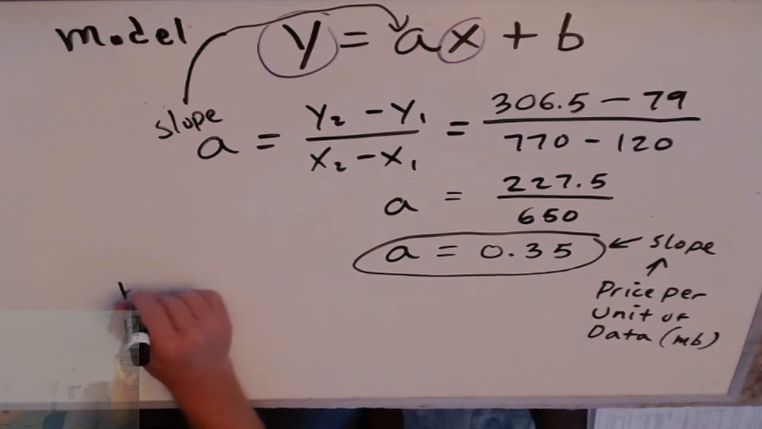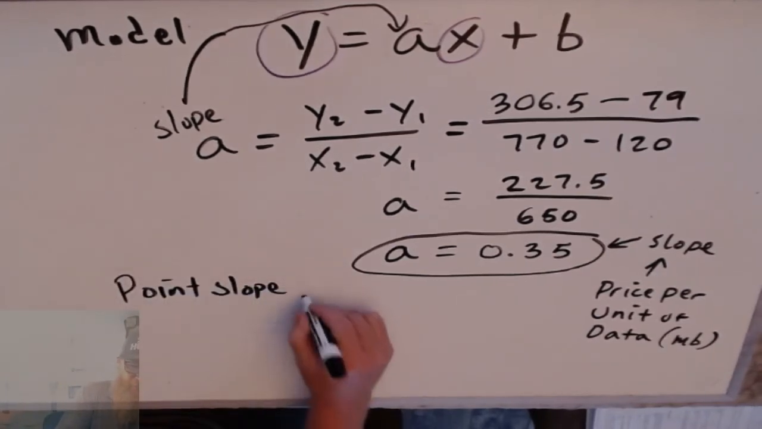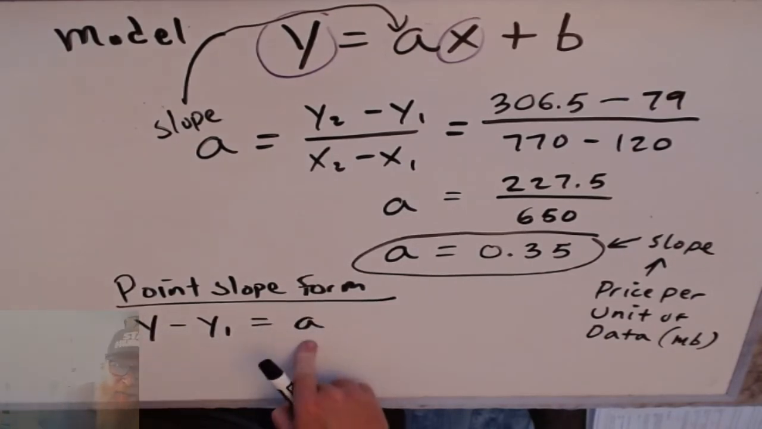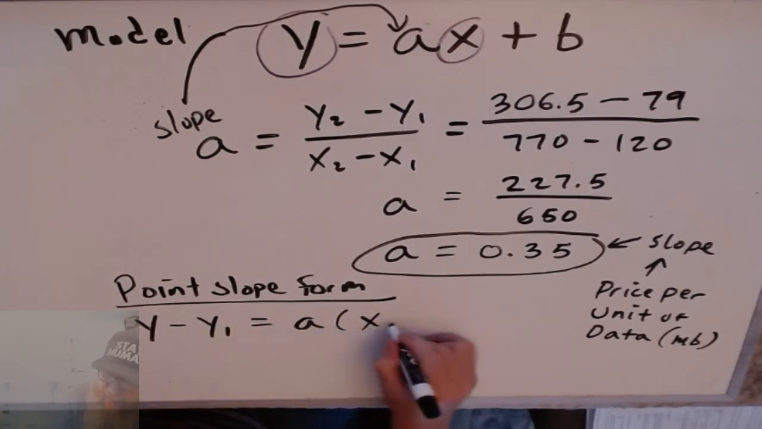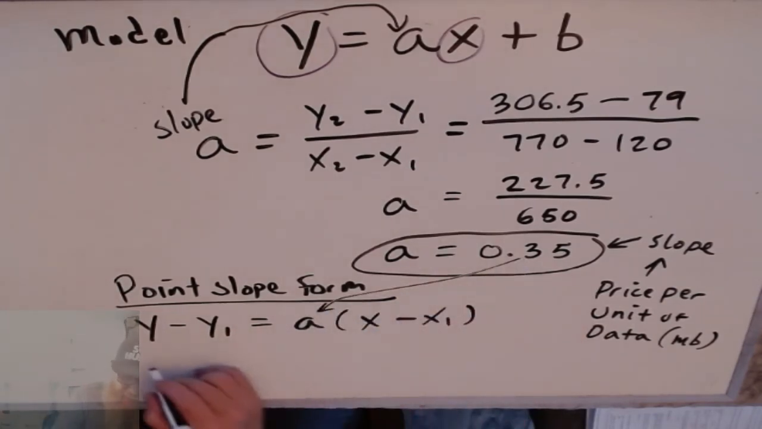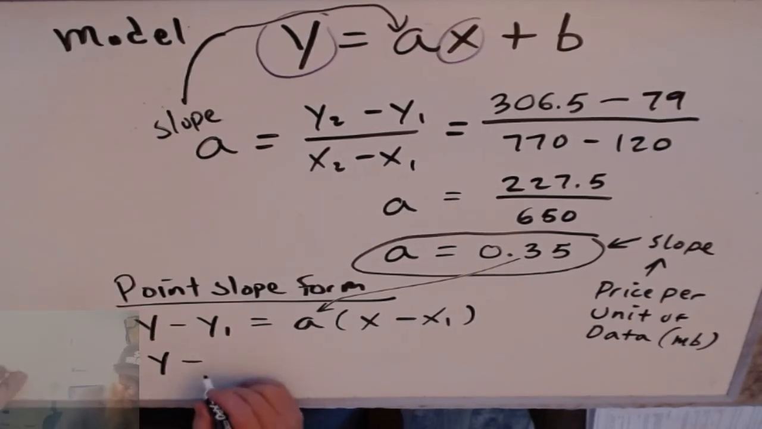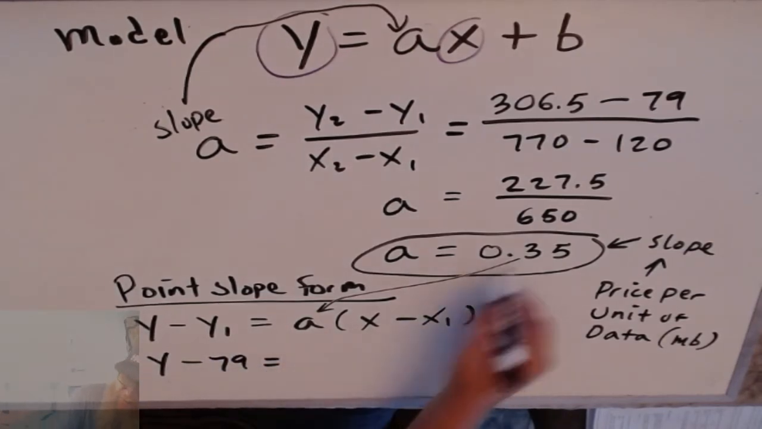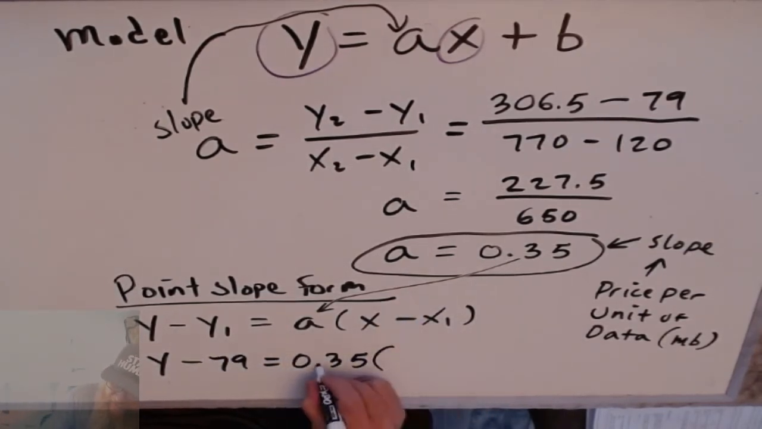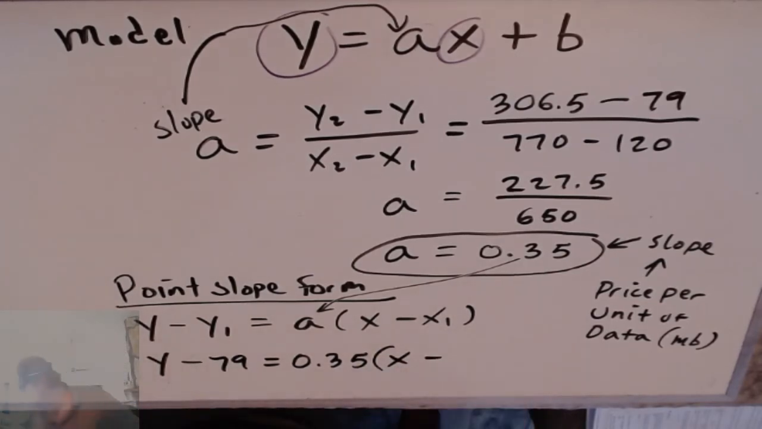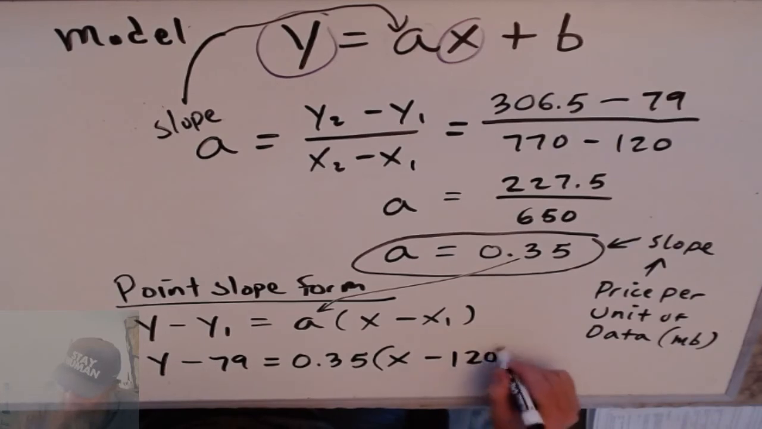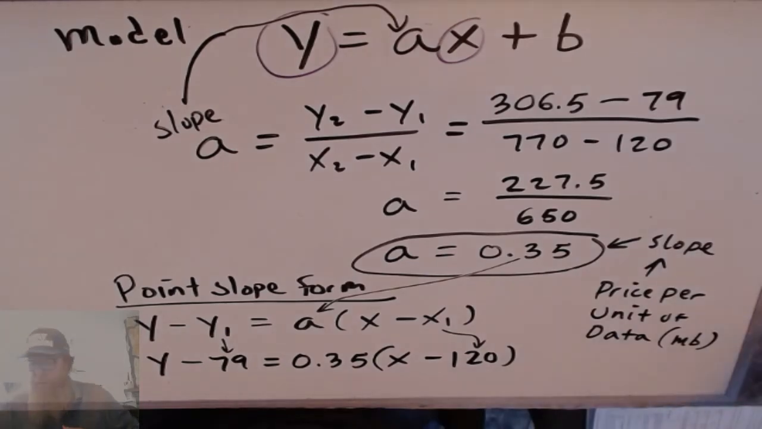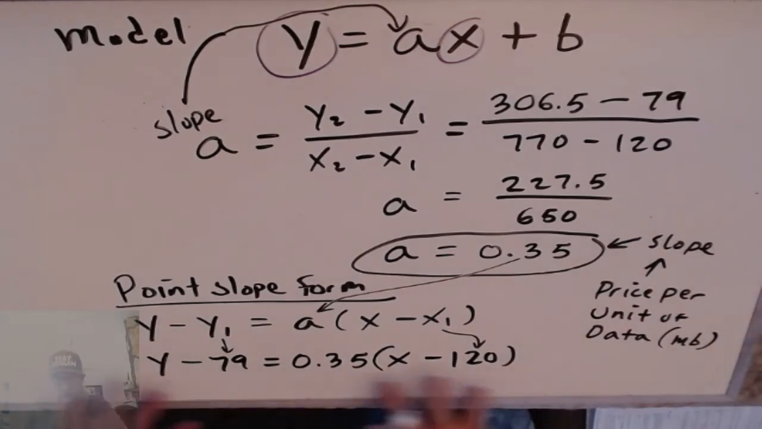Okay, so now we're going to do the point slope form. Y minus Y1 equals A, I know it's normally M, but I'm using A, times X minus X1. And I'm going to put in my Y1. What was Y1? Y1 was $79. My A is 35 cents. And my X1 was 120. I blew it and I erased it a minute ago, but fortunately I have it written down on paper here. And there you go. That's your linear model.